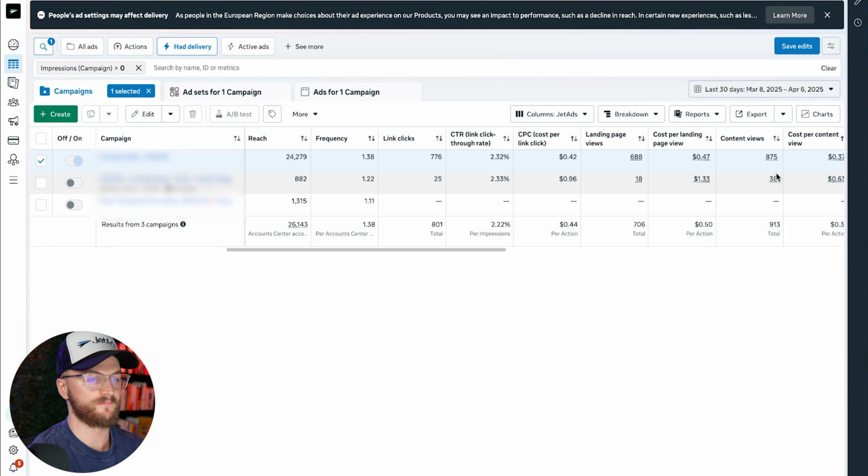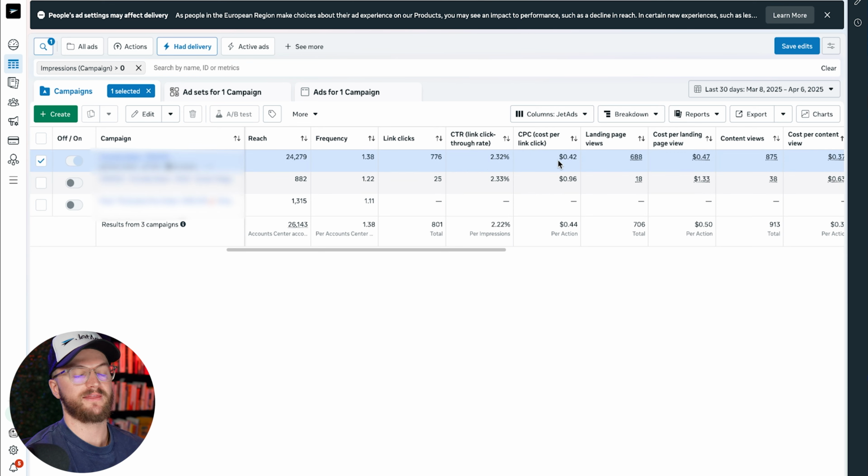And so the main reason that I show you this is to say, when looking at your ads, it's important to understand your click-through rates and your cost per click. That's really your two main proxies for ad quality.